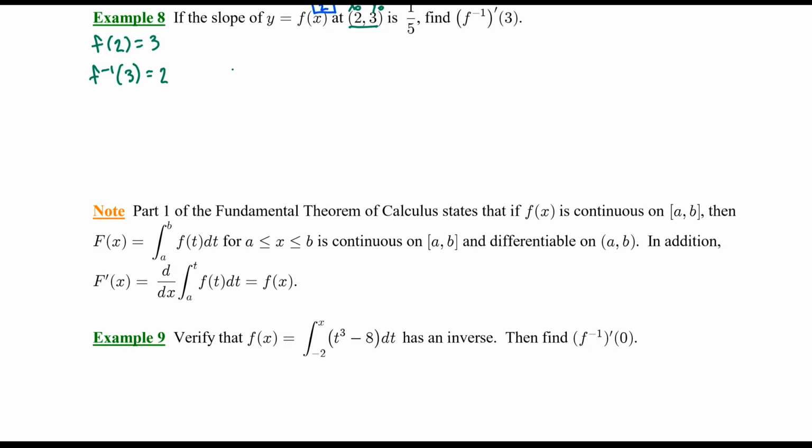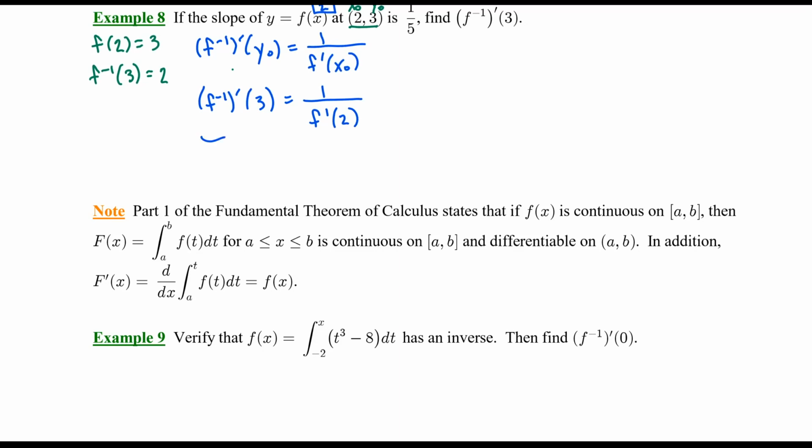Let's write our formula. That's the guideline that we're going to follow. f inverse prime of y naught is equal to 1 over f prime of x naught. Make sure you distinctly read inverse and prime notation differently, right? Now, we have established that y naught is 3 and x naught is 2. On the left of our equation, we have what we are seeking to find, and on the right side of our equation, it looks like we need to take the derivative of f at 2.